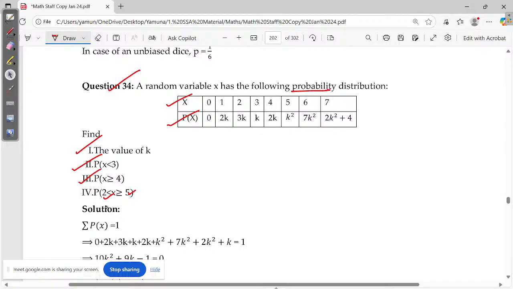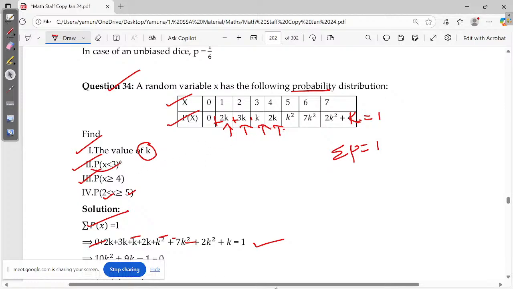This is an often repeated set of questions. The first one, you have to find the value of k. Where is k presented? As a probability value. So here we know the total probability is equal to 1. If you add all these values, you have to get it. So summation p of x is equal to 1. Add all the values to get k.